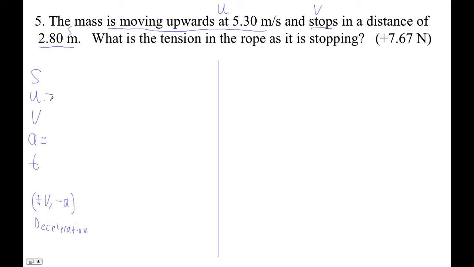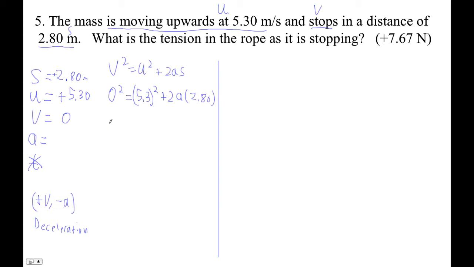Our initial velocity is positive 5.30, right? We stop, so our final velocity is 0. And then I'm going to guess that our displacement is that we go up 2.80 meters. That's also positive, right? I don't think you can move down while moving upward. That's pretty straightforward. We want a, so we'll use no t. So v squared is u squared plus 2as. 0 squared equals 5.3 squared plus 2 times a times 2.80.